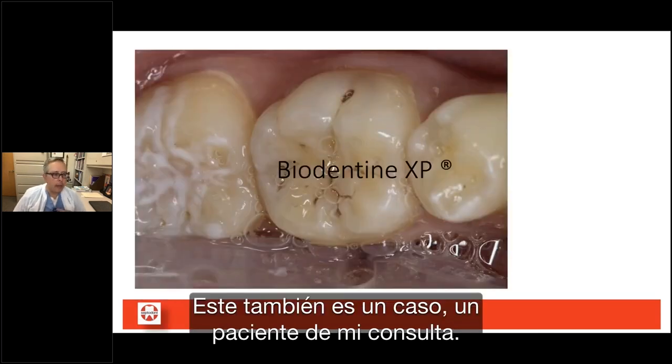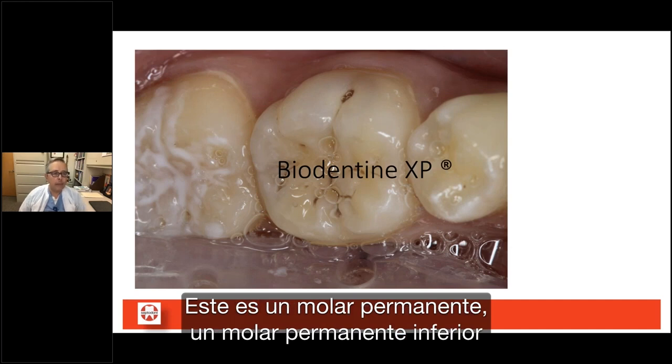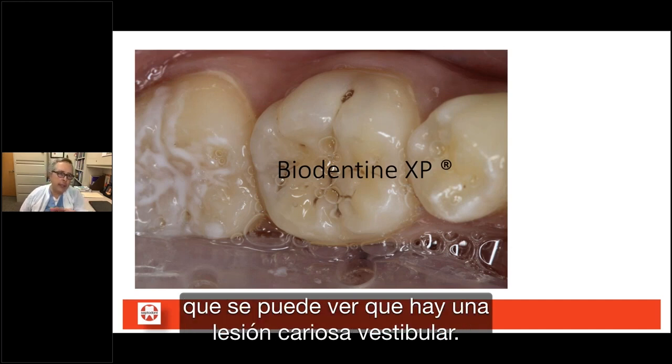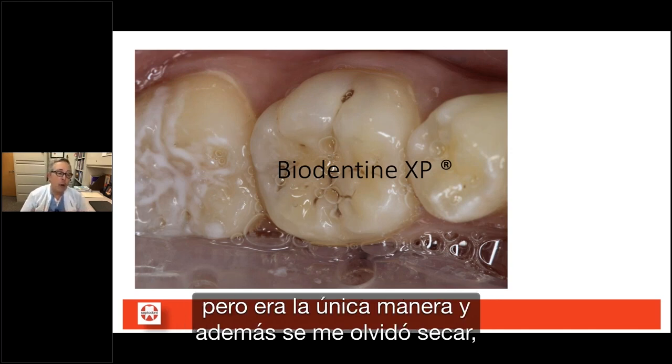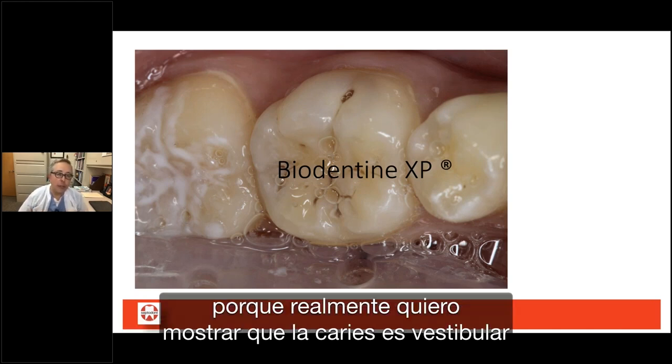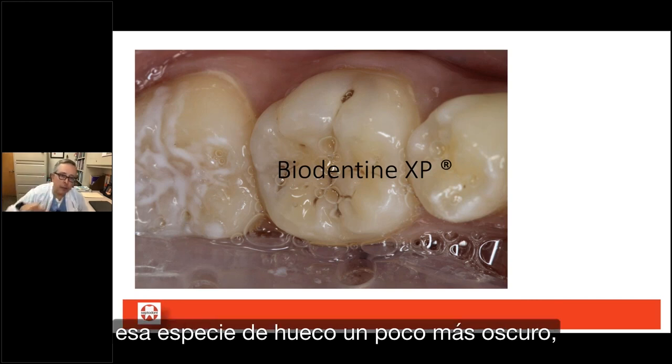This is also a case, a patient from my practice. This is a lower permanent molar, and you can see that there is a caries lesion on the buccal. I know that the position of the picture is kind of weird, and I forgot to dry, but it was the only way to take the picture because I really want to show that the decay is buccal, and you can see around it a kind of halo that is a little bit more dark.